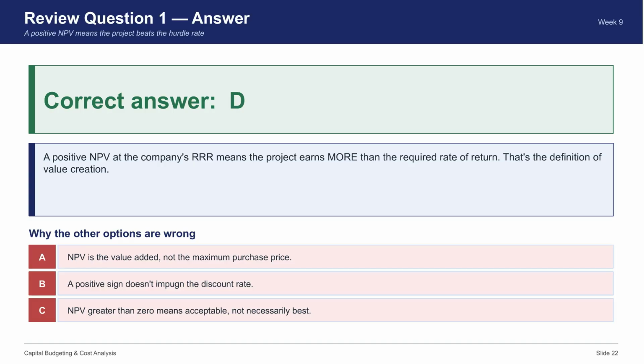Answer. D. A positive NPV at the required rate of return means the project earns more than the hurdle rate. That's pure value creation. Option A is a distractor since NPV shows value added, not the max price you'd pay. Option B is irrelevant, and C confuses acceptable with the best alternative.